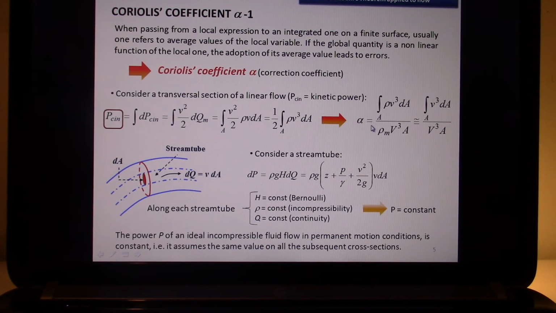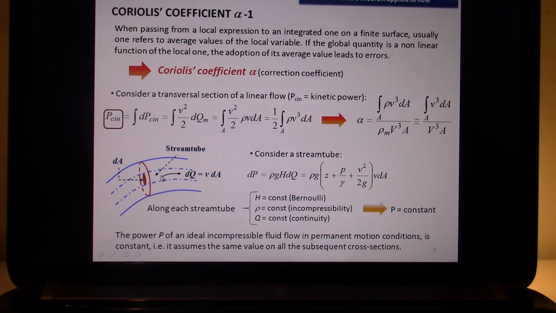Hence, the Coriolis coefficient is defined exactly as the kinetic power integrated on a finite surface, the cross-section A, over the average values. So the average density of your fluid times the average velocity to the power of 3 times the cross-section. Since the density is almost equal to the average value of the density, it can be neglected, so they cancel, and this is the final expression of your Coriolis coefficient.